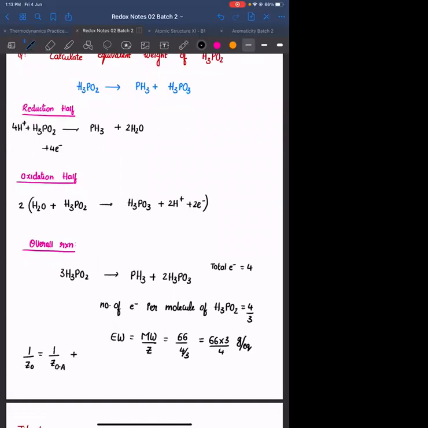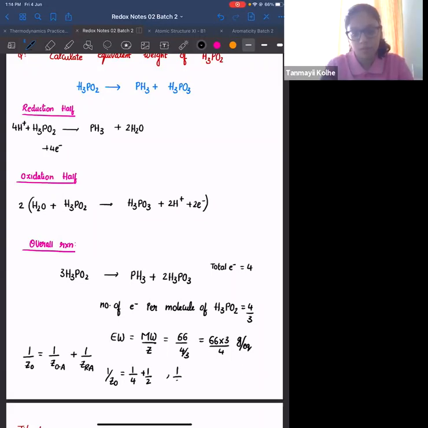Z as an oxidizing agent plus 1 upon Z as a reducing agent. Reduction half mate is acting as oxidizing agent now. What is Z as an oxidizing agent? 4 na? Number of electrons exchanged per molecule 4. Okay. यहाँ पे number of electrons exchanged per molecule they are 2. 1/4 plus 1/2, which is equal to 3/4 हो गया 1/Z effective. हाँ सर.